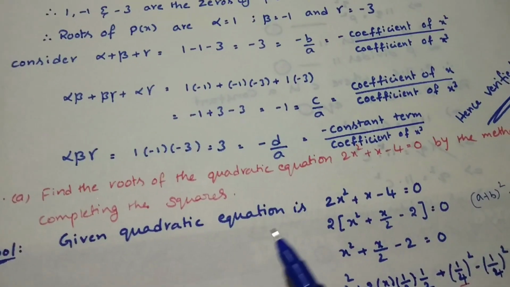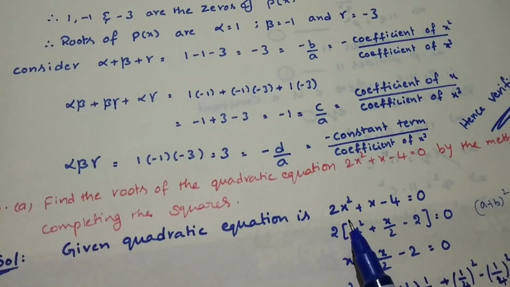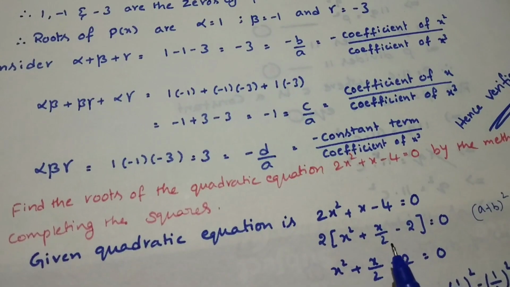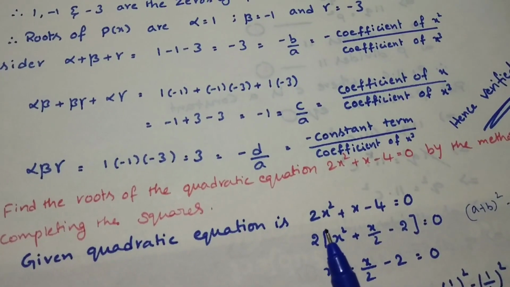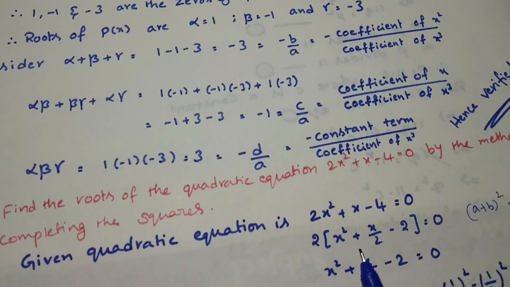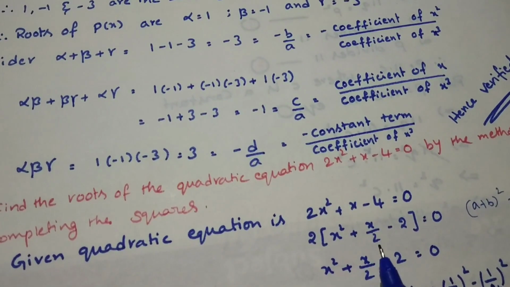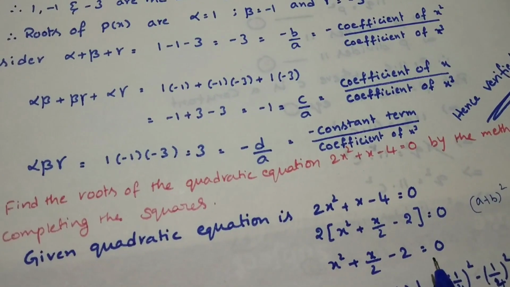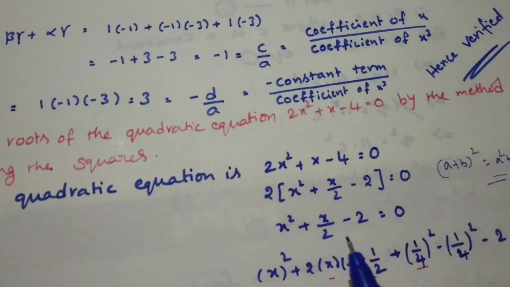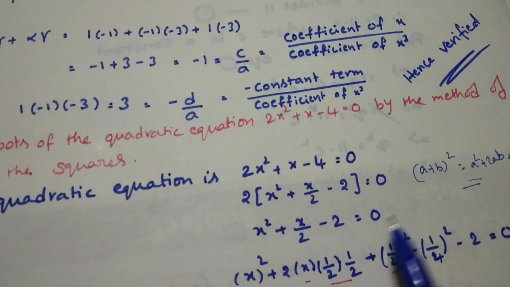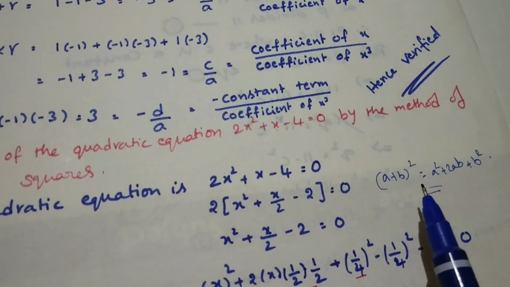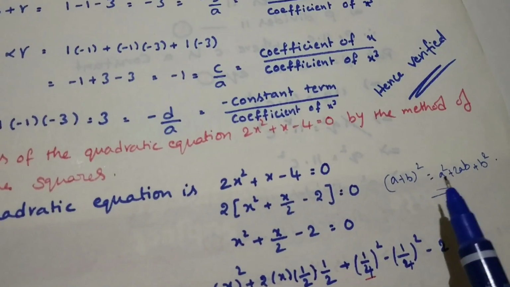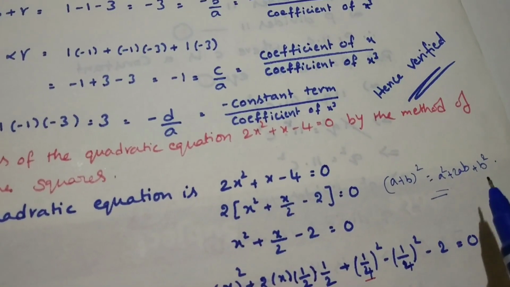For this one, first consider the given quadratic equation 2x square plus x minus 4 is equal to 0. Take 2 as common, then you are going to get x square plus x by 2 minus 2 equal to 0. Move this 2 to that side, you will get 0. After that, you have to write this into the form a plus b whole square, completing into squares. So this notation has to be written. That is nothing but a square plus 2ab plus b square you should want.